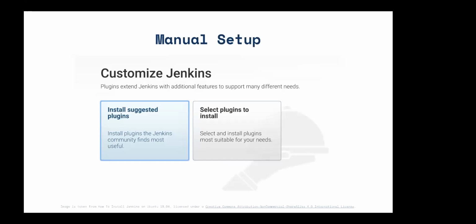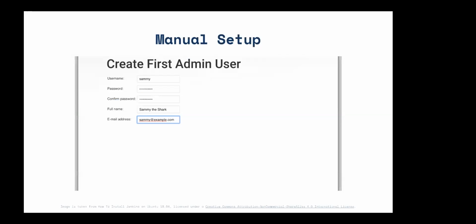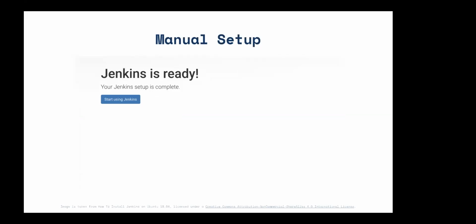And then we come to this screen where you have to install the plugins. And if you're running it on your local machine for development, for example, and you have a slow internet connection like me, then this might take like 5-10 minutes. And then you have to create a first admin user, and then you're ready to use Jenkins.